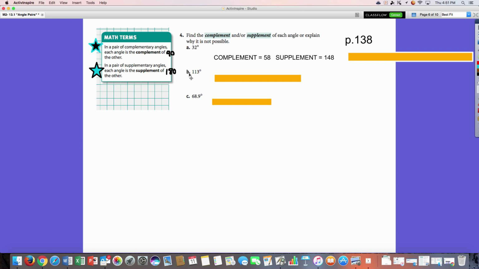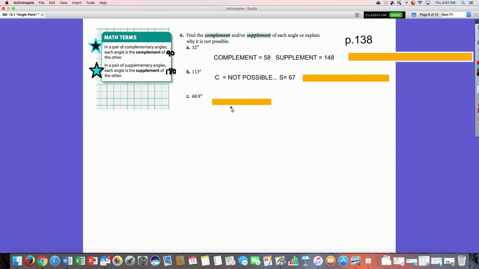Let's think about B. B is 113 degrees. Does that have a complement? No. It's already greater than 90. It can't have a complement. But it does have a supplement. The supplement is 67 because 67 degrees plus 113 degrees equals 180.